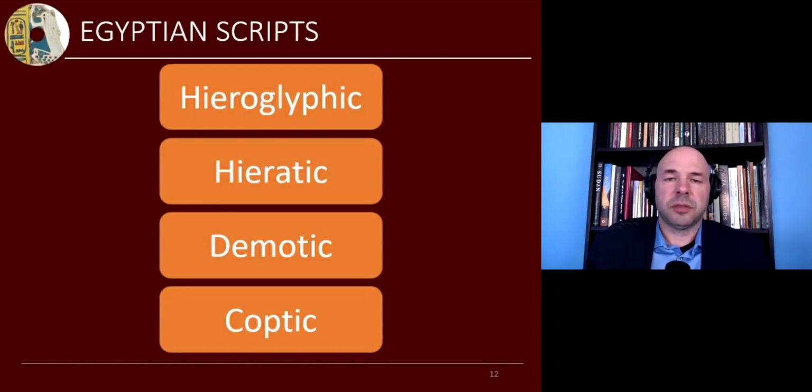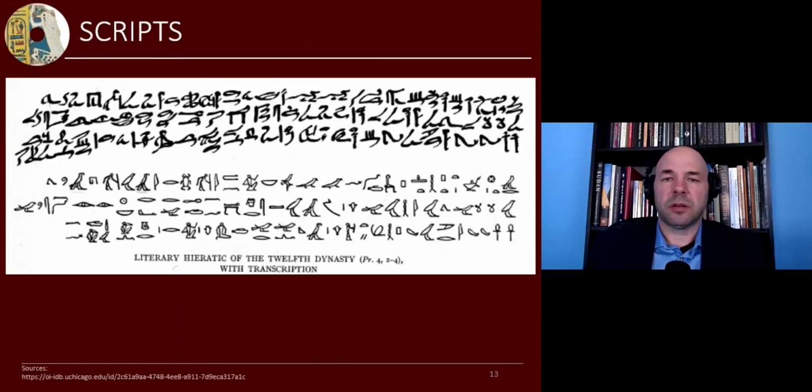Now, the primary scripts that the Egyptian language is written in are hieroglyphic, the most famous; hieratic, a more cursive form, often used, for example, for writing in ink on papyrus; demotic, a slightly more cursive script that comes into use in the 8th century BC; and then Coptic, which we'll talk more about, but in terms of associating it with the Coptic Christian text, that becomes more popular in the 4th century AD. So we'll look at how some of these scripts are structured.